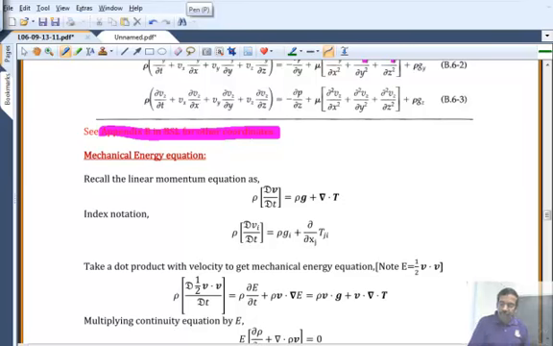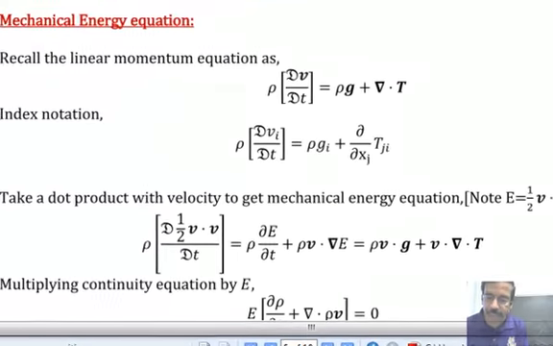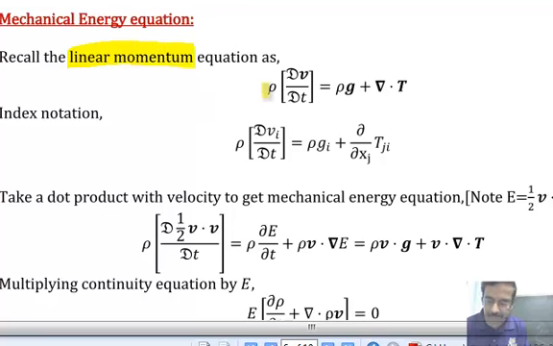Okay, so next we can get started with the energy balance equation. Okay, this is our linear momentum balance equation that we developed just now, and in index notation I can write it in this form. Okay, d/dxi of Tji. Now remember, T is a symmetric tensor, so Tij is equal to Tji.